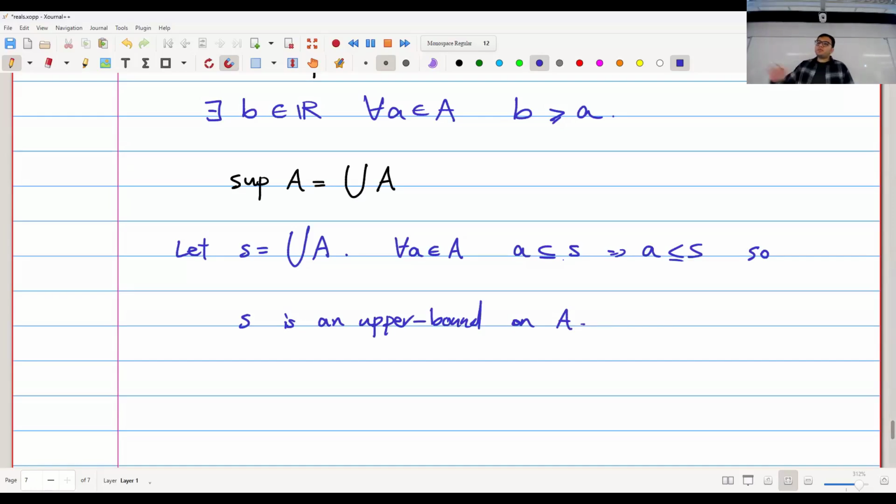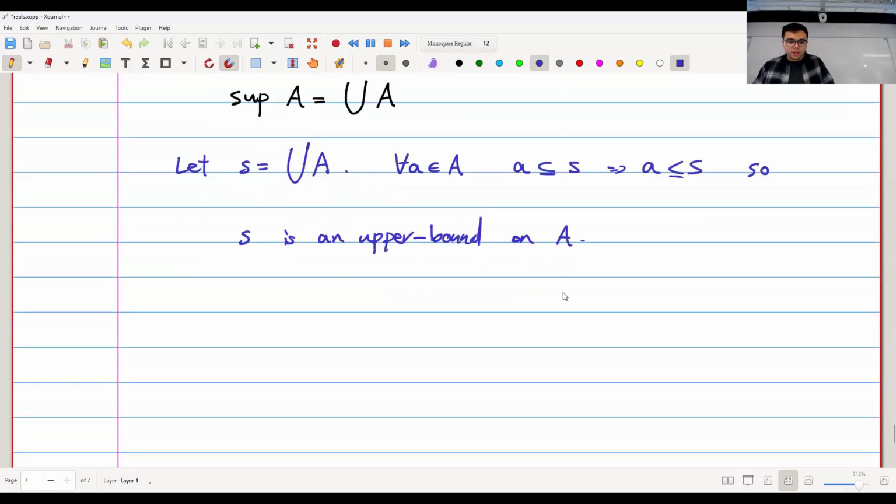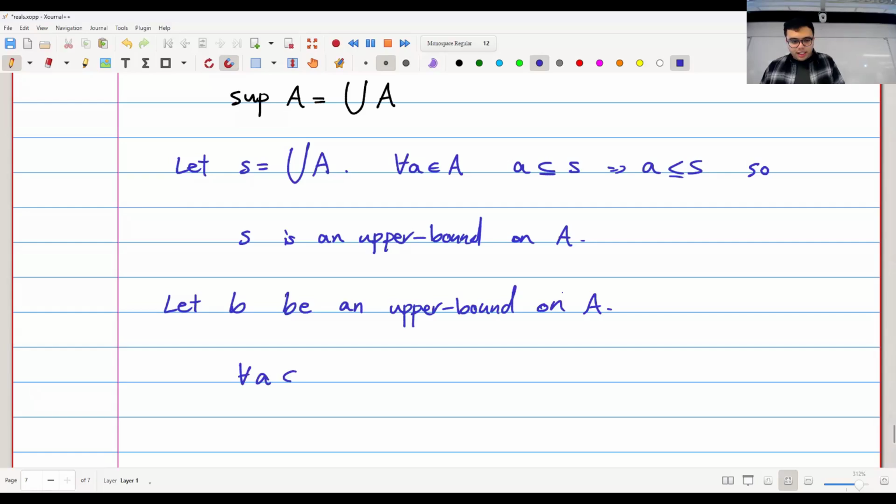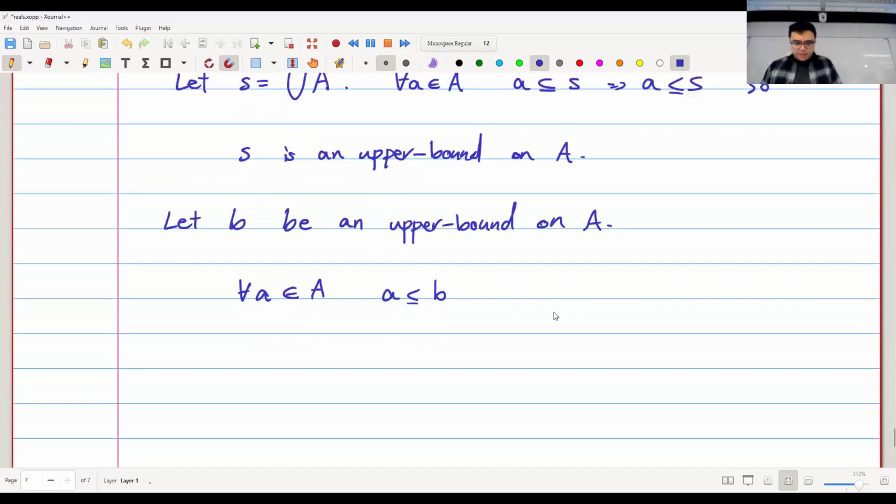Okay. Now let's do the opposite. Let's say I have some other upper bound. So let B be an upper bound on A. Okay, what does this mean? This means that for every a in A, a is less than or equal to B as a real number. Okay, but if a is less than or equal to B as a real number, we can look at them again as cuts, as sets of rational numbers, and that means that a is a subset of B. So for every a in A, a is a subset of B.